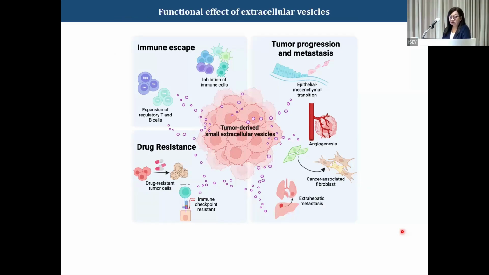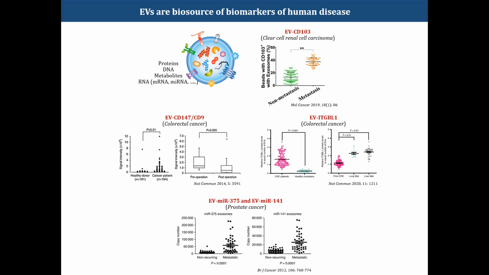In addition to the functional effect, the cargo of EVs has promising clinical relevance. EVs have characteristic molecular markers. For example, tetraspanins, ALIX, and TSG101 are commonly expressed in small EVs. They also carry a diverse cargo comprising proteins, RNAs, DNAs, and metabolites. The composition of cargo is regarded as the fingerprint of the releasing cells, therefore providing insightful information about the origin and functions of the releasing cells.